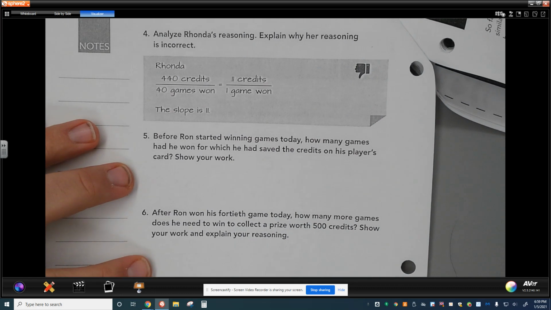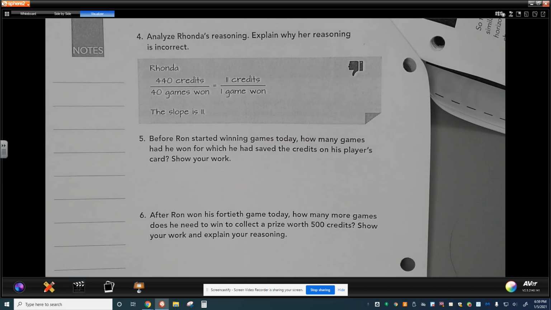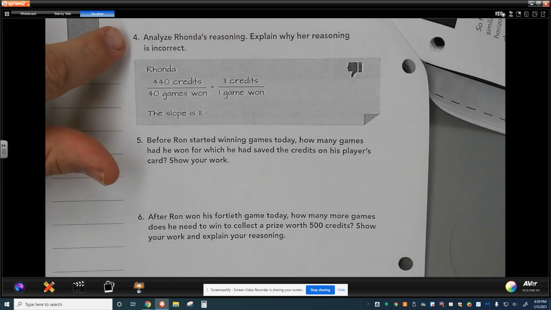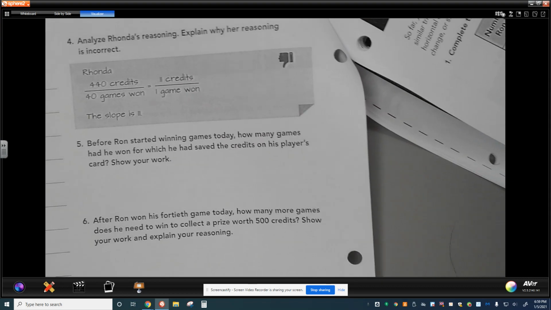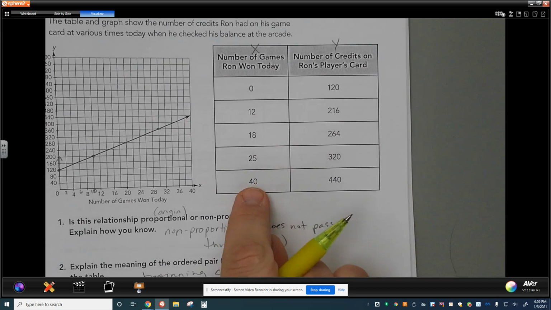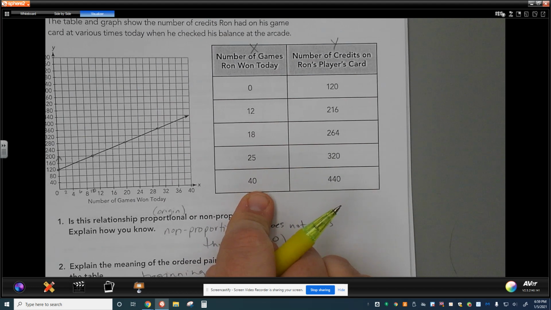Well, Ron has this friend named Rhonda, and Rhonda's reasoning is right here, that 440 credits divided by 40 games won means that he gets 11 credits per game. So notice here it says, explain why her reasoning is incorrect. Well, Rhonda is wrong. So let's talk about why she is wrong. Let's look at what she did. She did 440 divided by 40. Where do we see 440 divided by? Well, I see right here 440 and 40. She simply divided the output divided by the input.